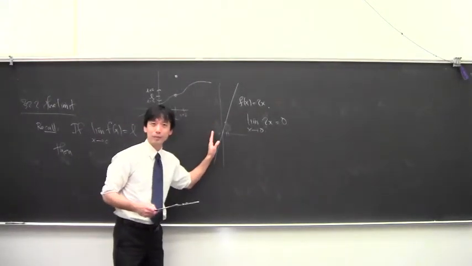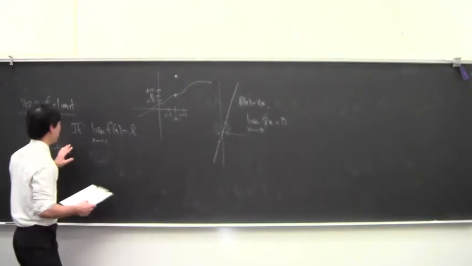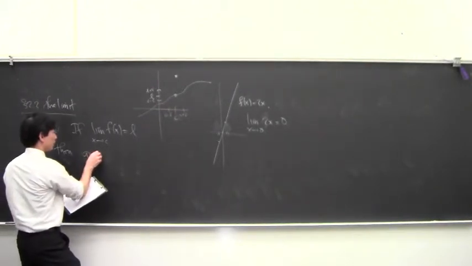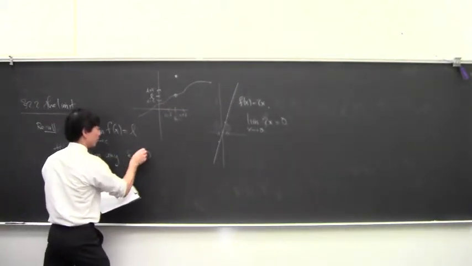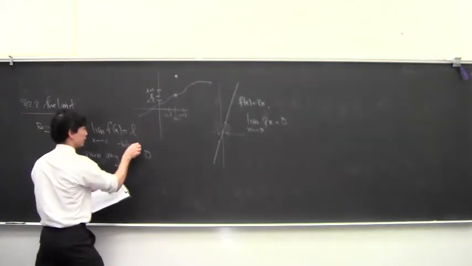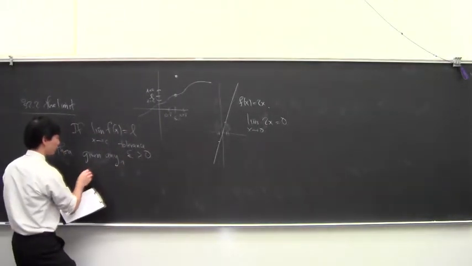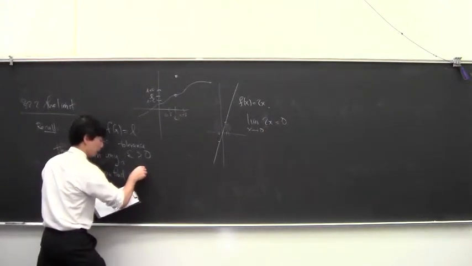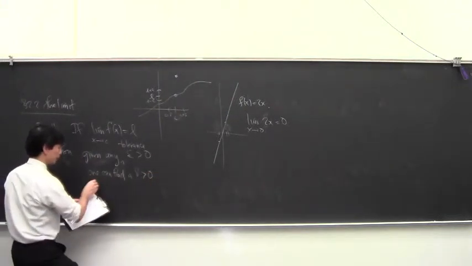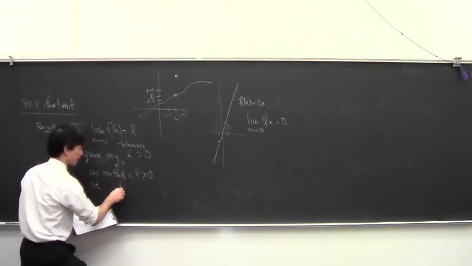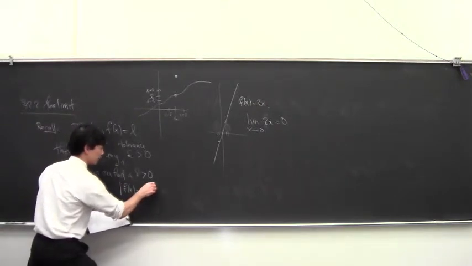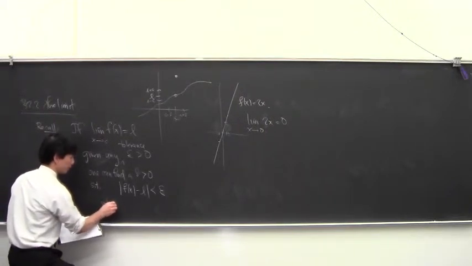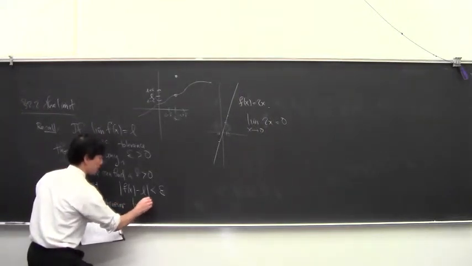Is everyone following? So the point is that if the limit really is 0, then given any number epsilon, any tolerance epsilon, one can find a delta so that the absolute value of f of x minus L is less than epsilon whenever the absolute value of x minus c is less than delta.